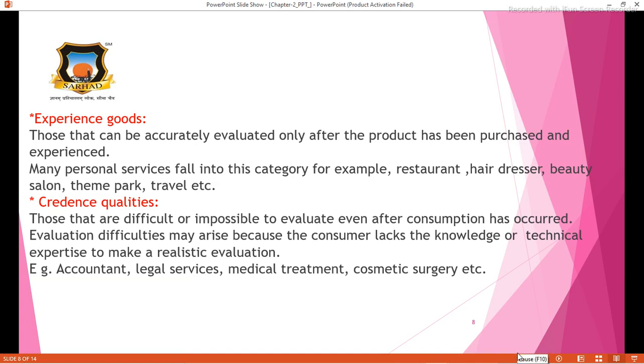The next one is credence qualities. Those are difficult or impossible to evaluate even after consumption has occurred. The evaluation difficulties may arise because the consumer lacks the knowledge or technical expertise to make a realistic evaluation. For example, accountant, legal services, medical treatment, cosmetic surgery, etc.